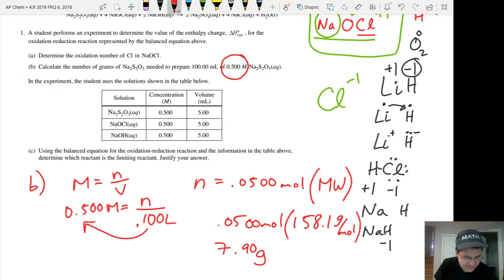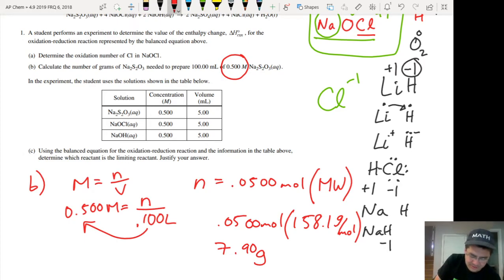In the experiment, a student uses the solutions shown in the table. Okay, and so they gave a table. What are they doing? Well, I don't understand what they're doing. Are they just going to mix it? Solutions. It's the different solutions that he has that he's done. Okay. Using... and then it asks, oh, it's asking for the limiting reactant, right? I think so. Okay. Yeah.